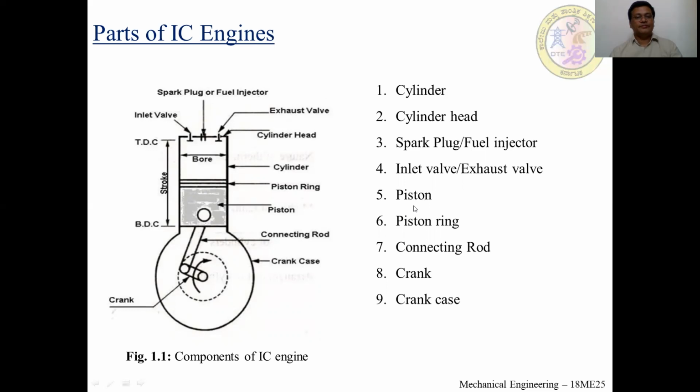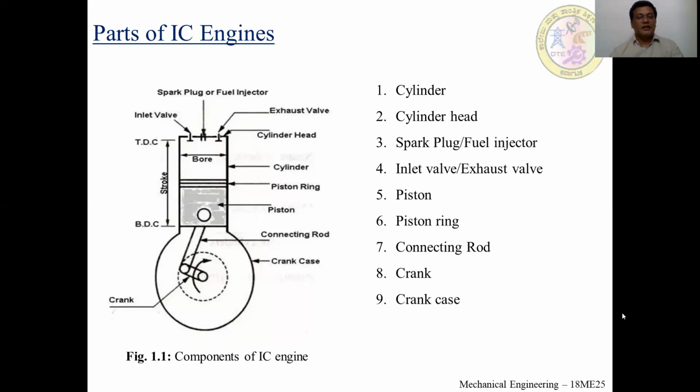Then coming to the piston, this portion is the piston. Normally the piston transfers the force exerted by the charge or fuel after burning to the crankshaft. This portion is the crankshaft. Next is the piston rings. Normally the piston rings prevent the leakage of oil into the cylinder as well as the combustion gas leakage. This is the importance of the piston ring.